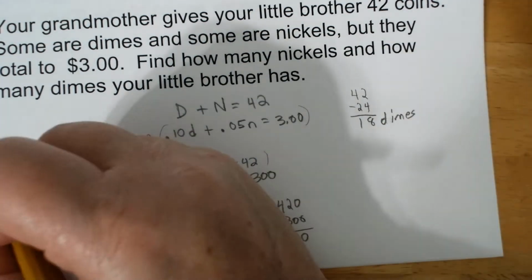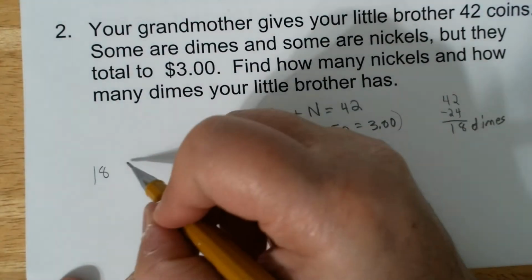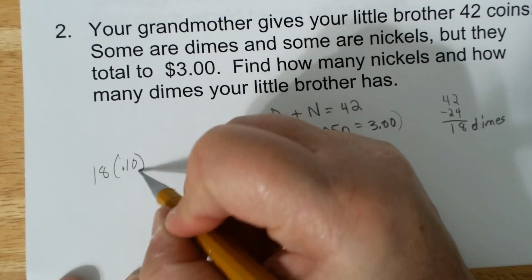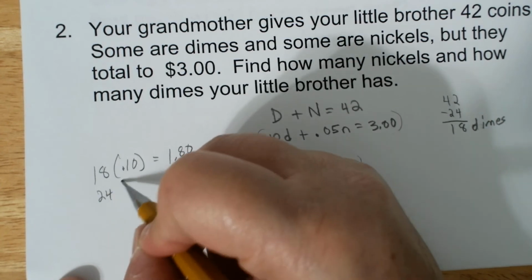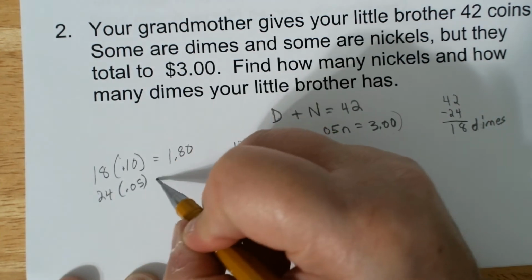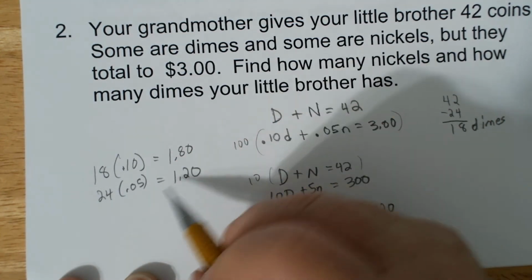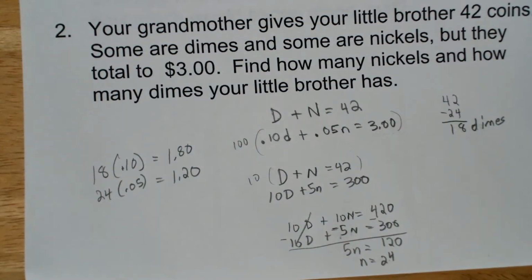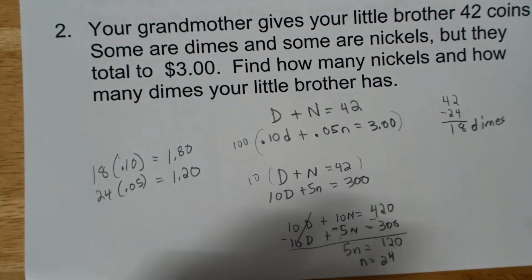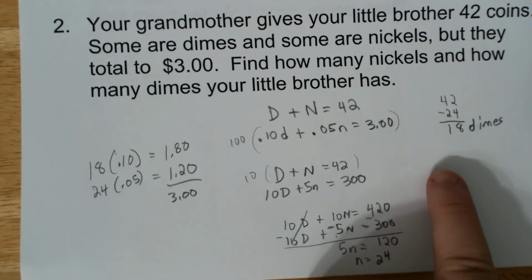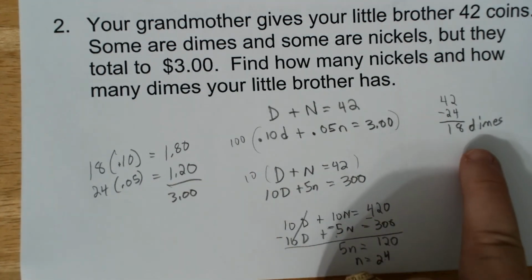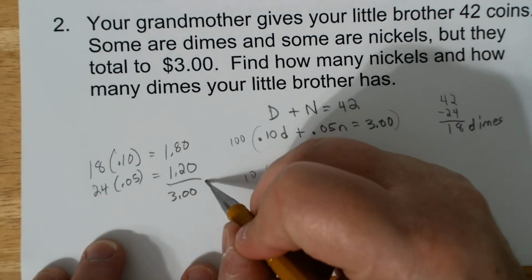That's $1.80. So 18 times 0.10 is $1.80, and 24 times 0.05 is $1.20, and that's $3. Best way to do these is to solve them and then check them. So I do have the right amount of objects and the right amount of money.